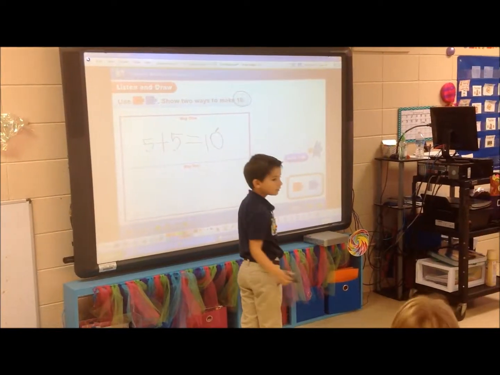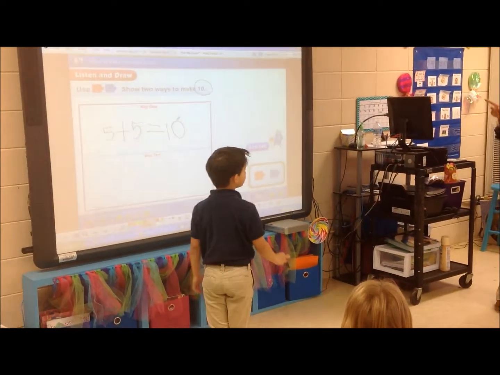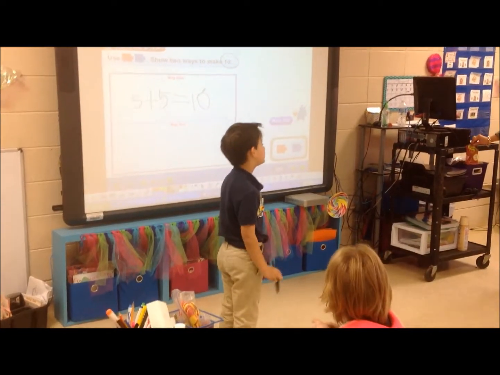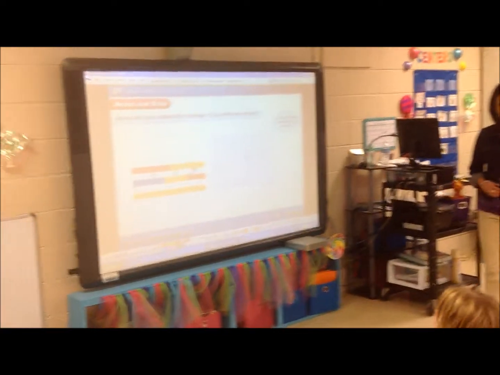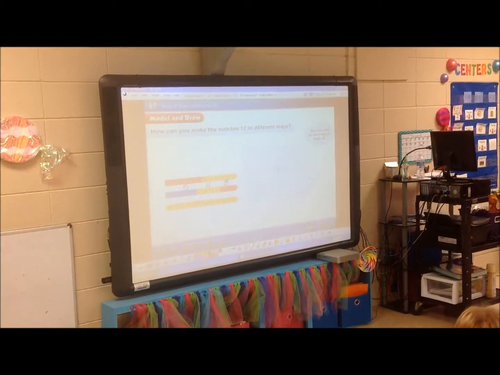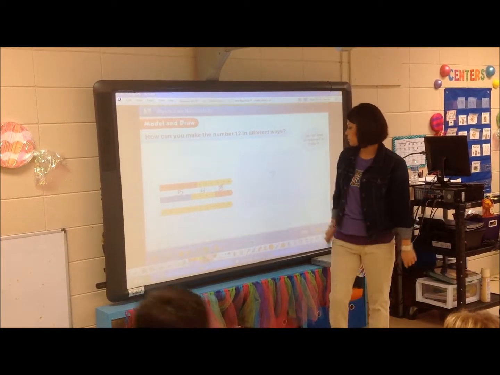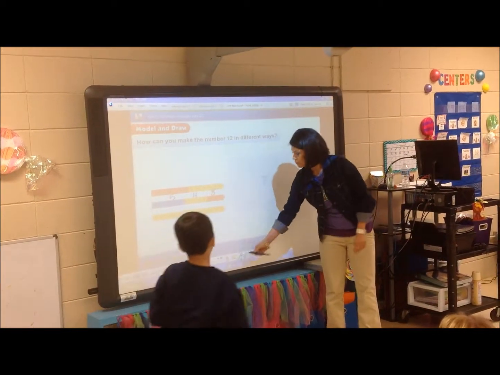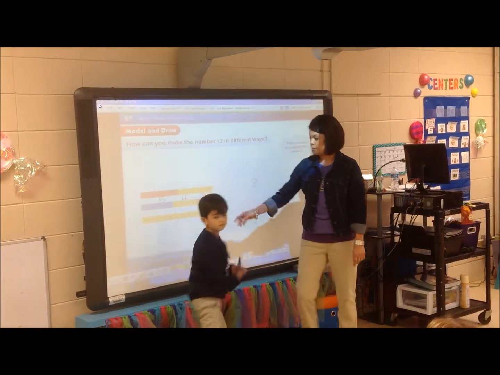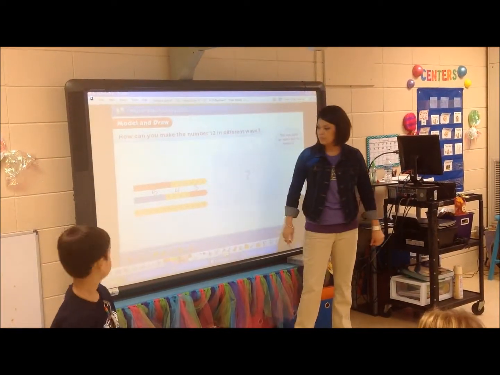Is 5 plus 5 equal 10? Yes. What kind of fact is that? That's a double fact. Class a doodle-doo. Yes, sir. DJ, can you come write the addition sentence to match this picture? What do you think the addition sentence would be? You can write it right here, at the bottom.